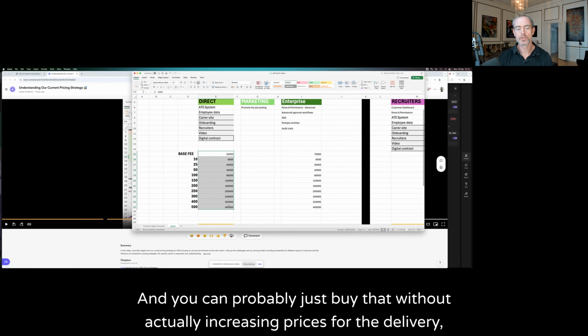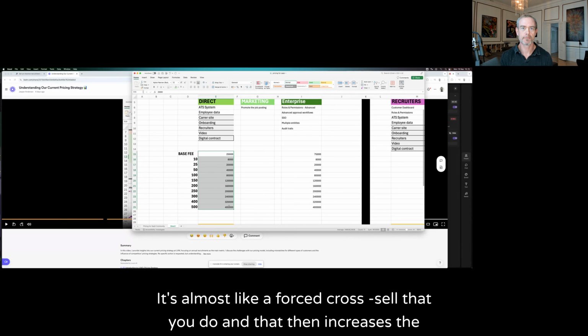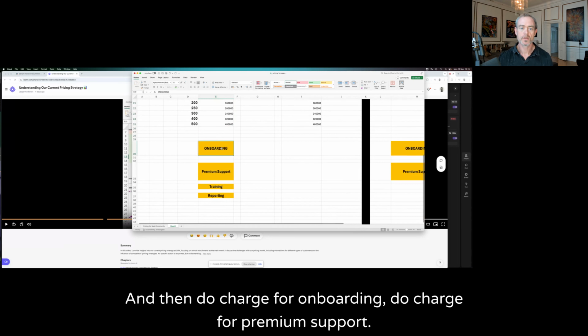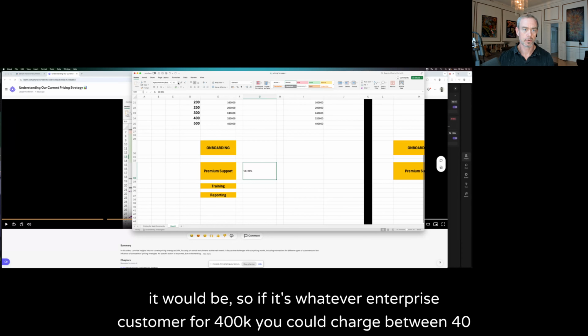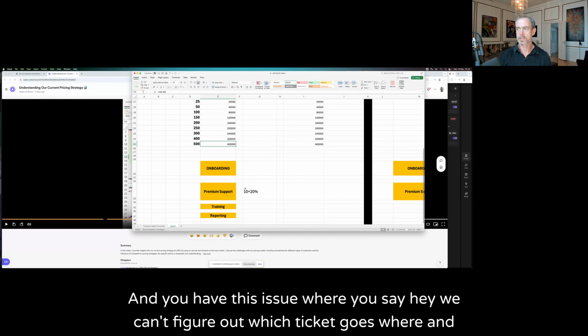And you can probably do that without actually increasing prices for the delivery, but you just increase the product footprint you have with these customers. It's almost like a forced cross-sell that you do, and that then increases the revenue that you make on these customers. And then do charge for onboarding, do charge for premium support. Premium support usually is something like 10 to 20% of the core value here. So if it's an enterprise customer for 400K, you could charge between 40 and 80K. And you have this issue where you say, hey, we can't figure out which ticket goes where and what we should charge for.